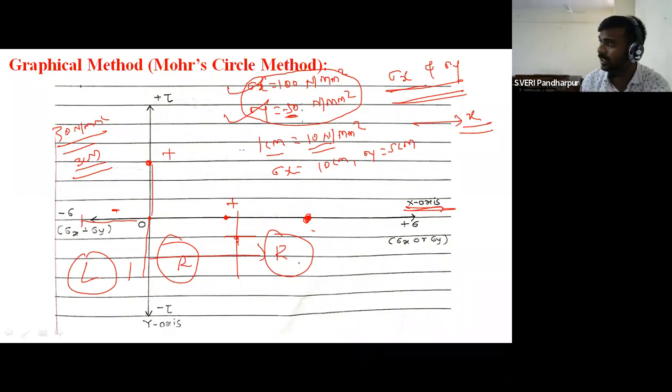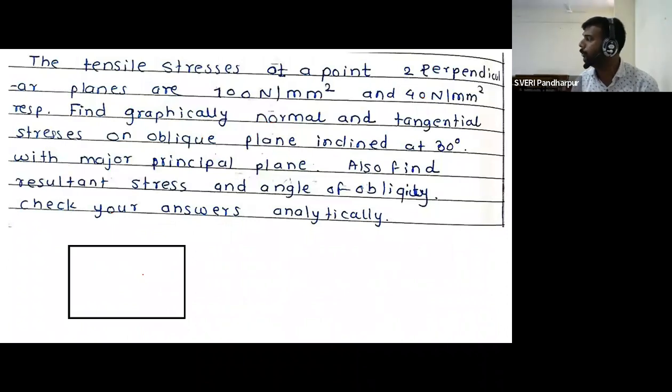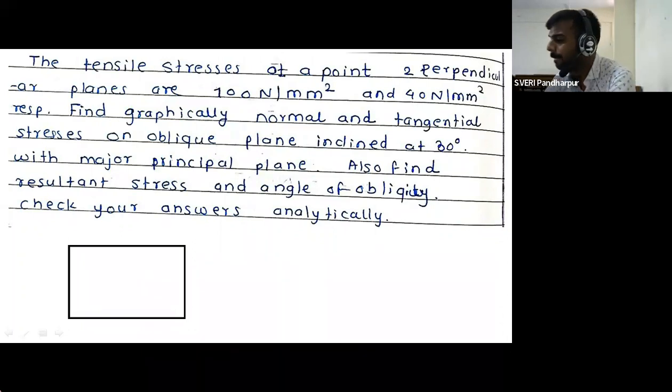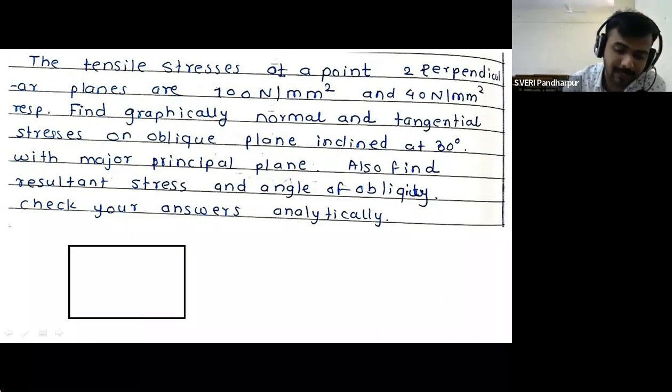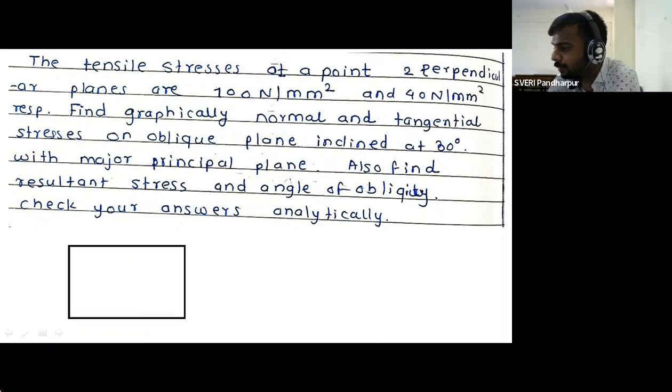So you just understand, sigma x and sigma y we have to represent on the horizontal axis, and shear stress we have to represent along the vertical axis. Okay, so we'll take one problem and then you will understand. Take the heading, draw, and below it write down a few sentences before solving the numericals. I will dictate; write down a few lines about the important notes while solving problems on graphical method.